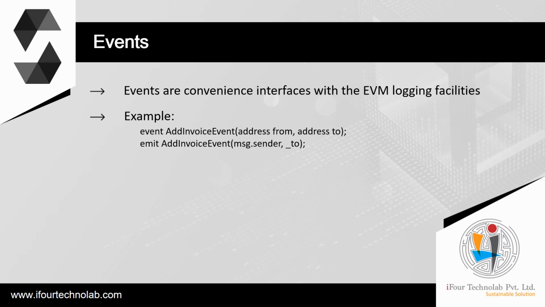You can add the attribute indexed to up to 3 parameters, which adds them to a special data structure known as topics, instead of the data part of the log. If you use arrays, including string and bytes, as indexed arguments, its KECCAK256 hash is stored as a topic instead. This is because a topic can only hold a single word, 32 bytes. All parameters without the indexed attribute are ABI encoded into the data part of the log. Topics allow you to search for events, for example when filtering a sequence of blocks for certain events. You can also filter events by the address of the contract that emitted the event.